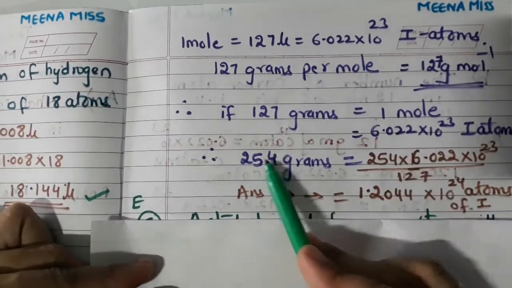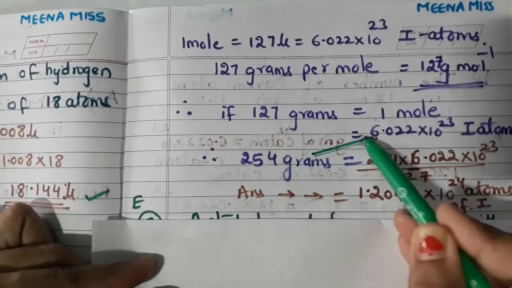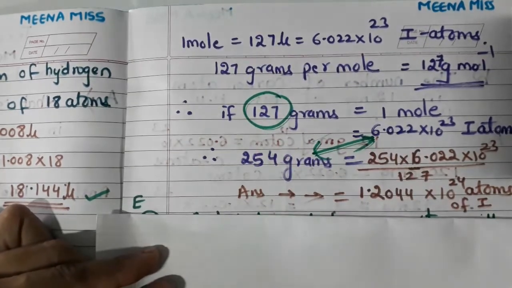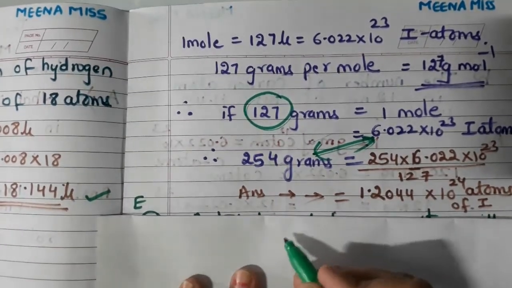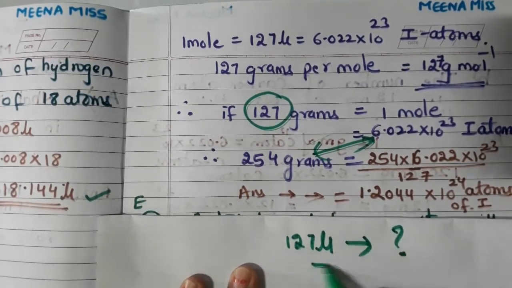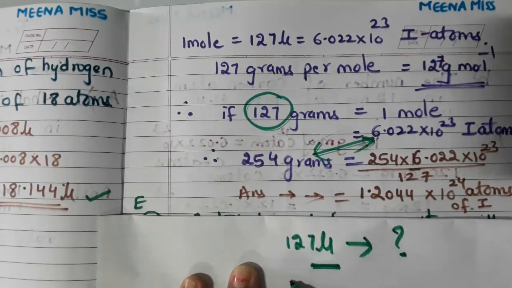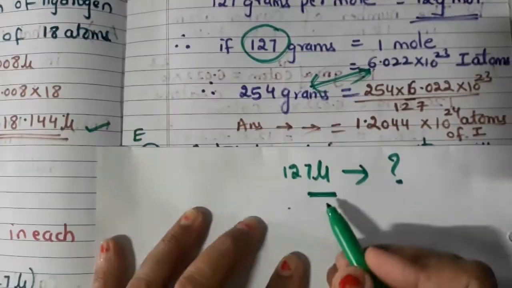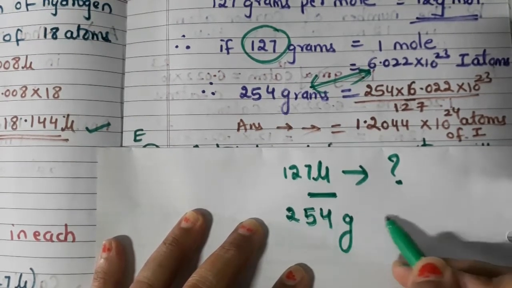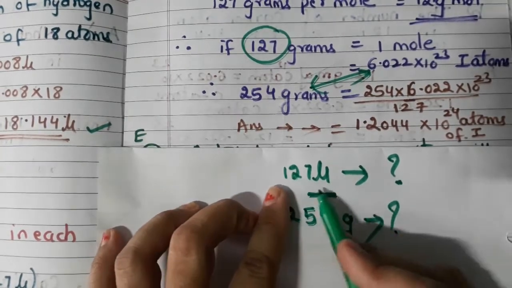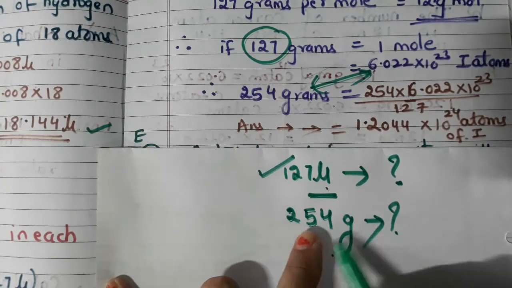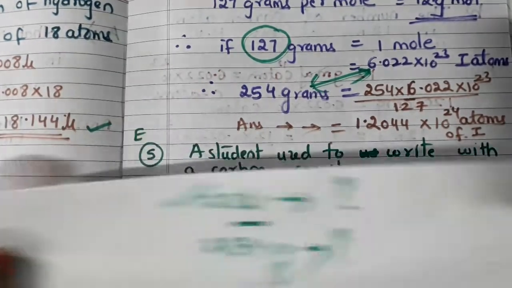Yes, it would be 254 into 6.02 into 10 raised to 23 upon 127. So what we have done in this case: first we found out how many atoms are present in 127 mu, and later we found out how many atoms are present in 254 grams. So the first was the concept directly in mu, and the next is the concept of how many atoms are present in grams.